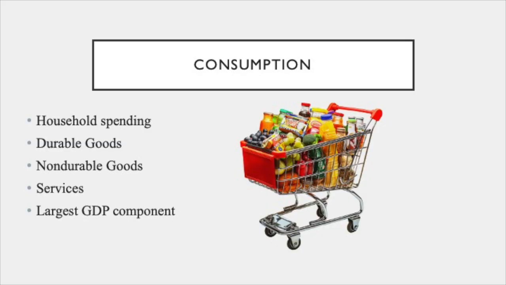Then we have non-durable goods, things we use up quickly, like food, clothing, or gas. And then we have services. These are activities we pay for, like healthcare, education, or entertainment. Think of consumption as the fuel that keeps the economy running. Every dollar spent flows into someone else's income, which they can then spend again. That's how GDP keeps circulating.